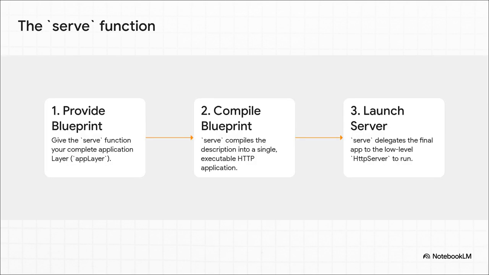So how does it all come together in the end? Well, once you've composed all your individual blueprints for routes, APIs, middleware, into one final master blueprint for your app, you hand that off to the serve function. Think of serve as the general contractor. It takes your final plans, assembles the entire application, and then flips the switch to start the server.